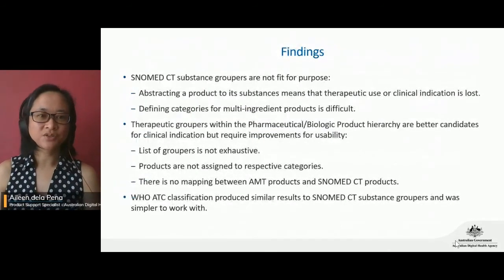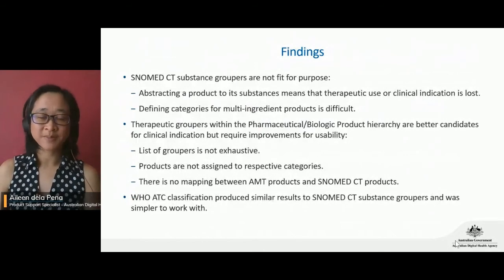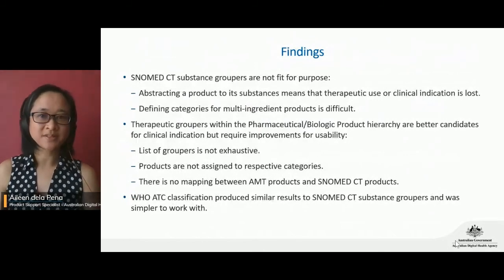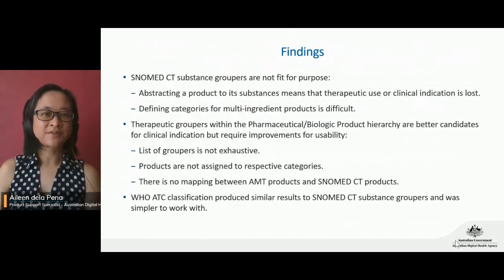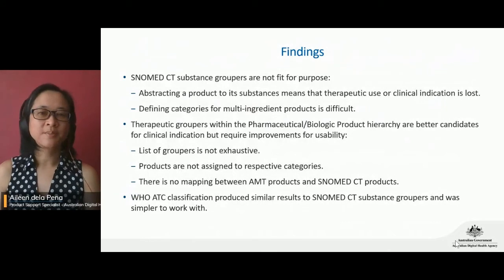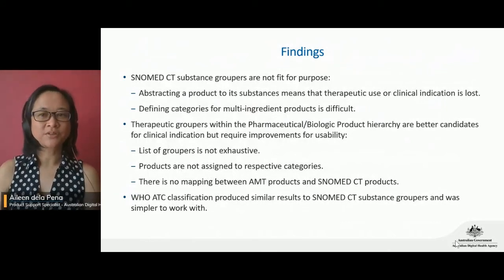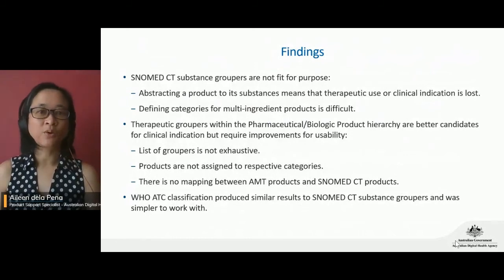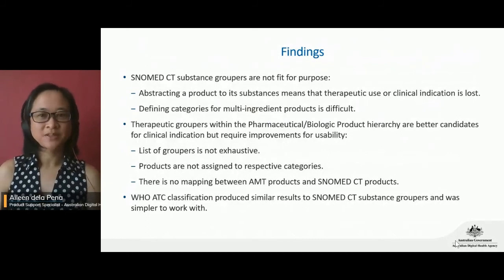And so I'd like to touch on the findings specifically around the SNOMED substance groupers, as we found they were not fit for purpose for this study. Apart from the lack of some of the groupers that we wanted to use, the main difficulty was assigning a therapeutic use based on substance only, since use is very much dependent on the product itself. So you would never know whether aspirin was used as an antithrombotic or for pain relief without information about the strength.